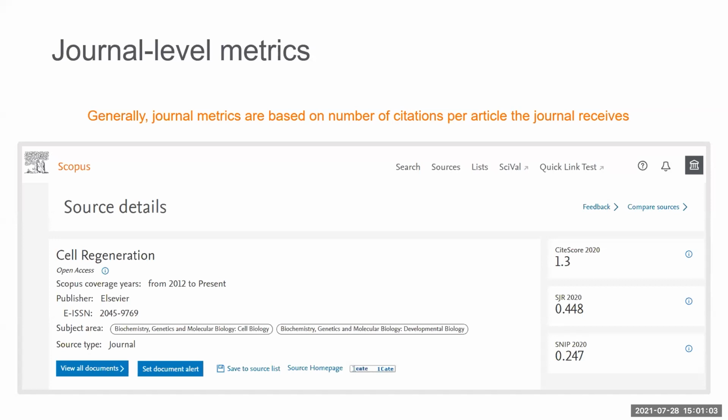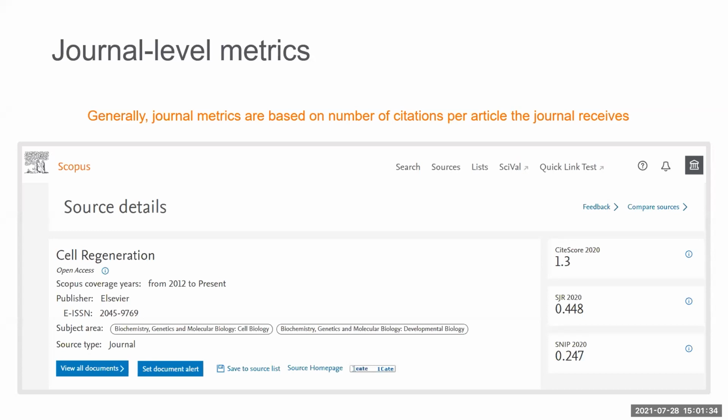In this case here, we have Cell Generation. In Scopus, we give more information about the journal: how long it's been covered, who the publisher is, and what subject areas it belongs to. Then on the right-hand side, you will see the CiteScore. The CiteScore is the average number of citations that an article in this journal receives over a 4-year period. So 1.3, that's the average.